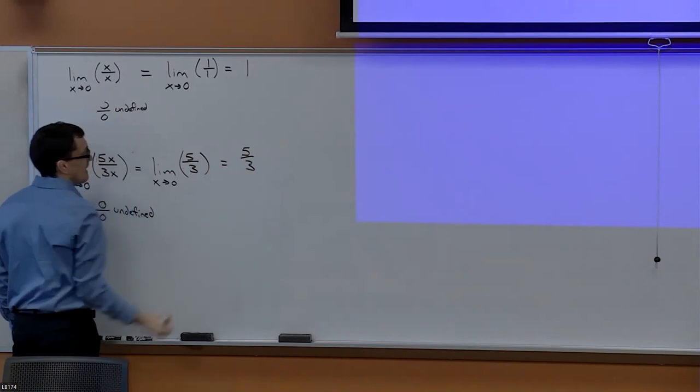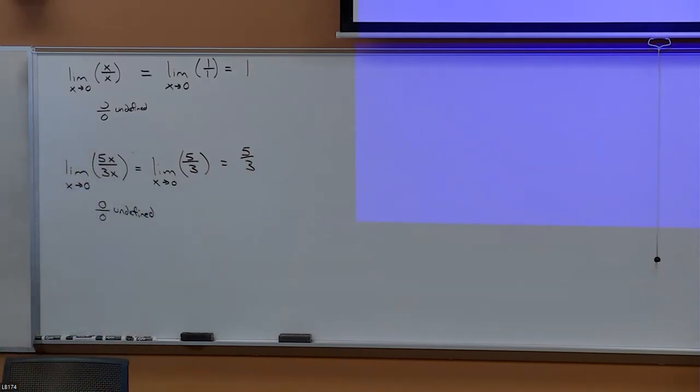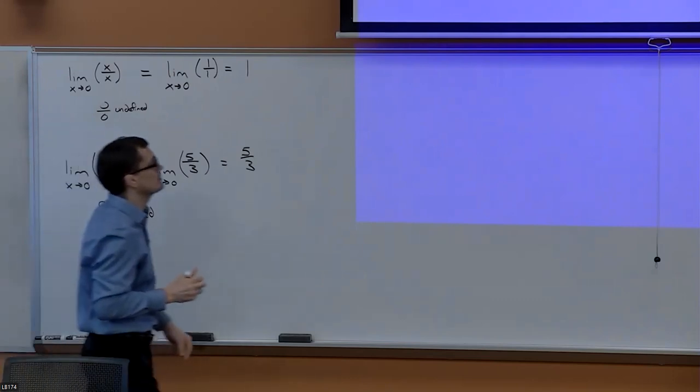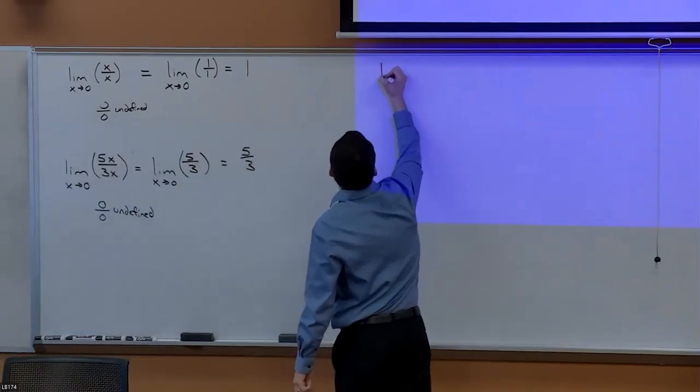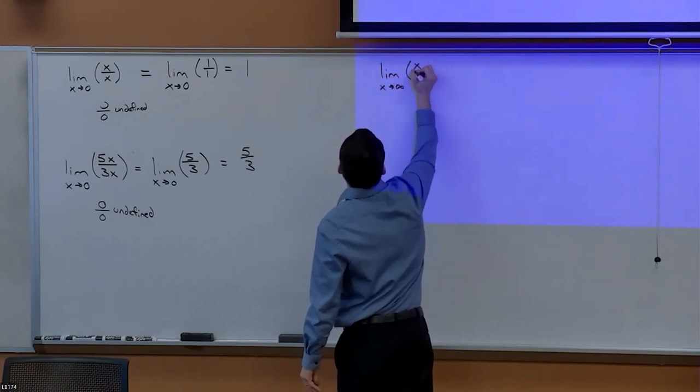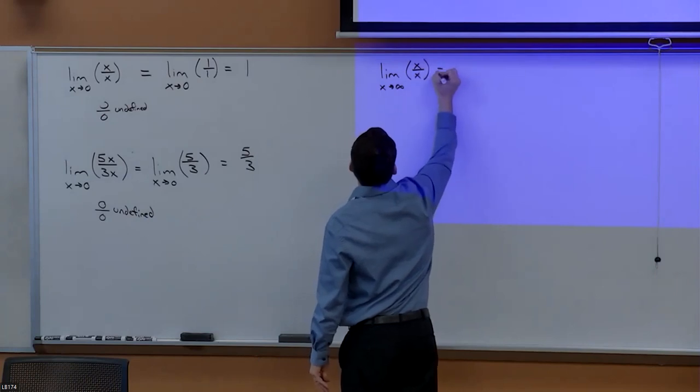And so this time, the limit is 5/3. Notice, by the way, when you plugged in the 0, you got the exact same thing, but the limit looks different depending on how the algebraic simplification went. And that's true with infinity as well. Limit as x goes to infinity of x over x.